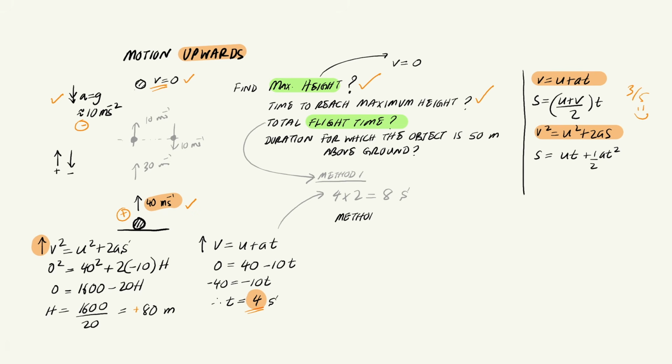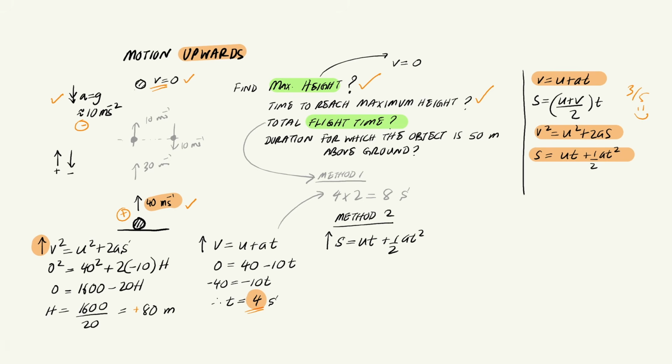Method 2 is the one I'd actually recommend using, even though it takes a bit more work. It doesn't rely on any assumption about symmetry, so it holds up in every situation. For this, we use s equals ut plus half at squared, again applied vertically upward. Think about the displacement here.